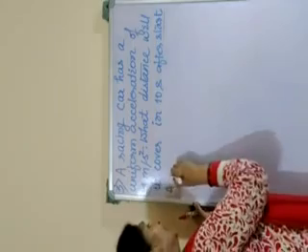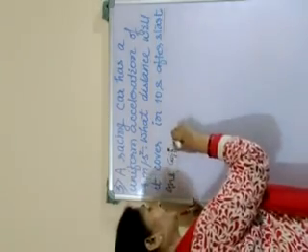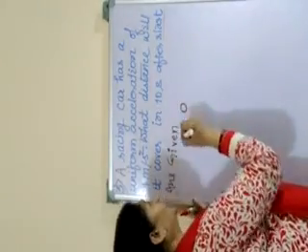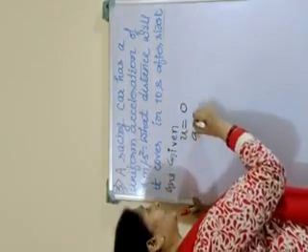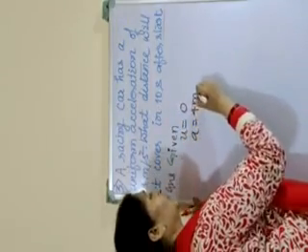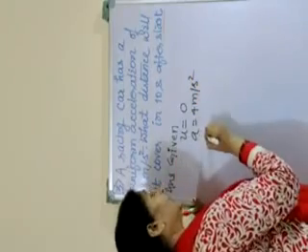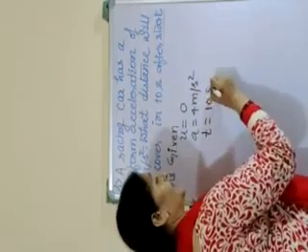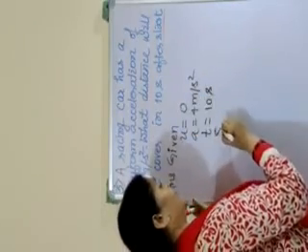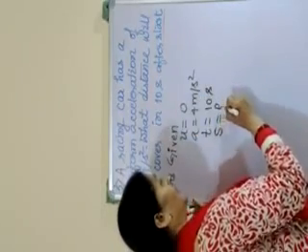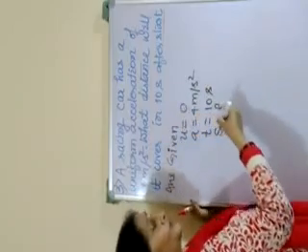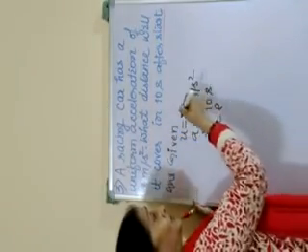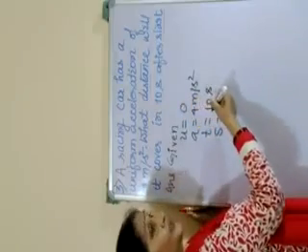Given: initial velocity is 0, acceleration is 4 meter per second square, time is 10 seconds, and distance travelled you have to find out. Again 4 variables are there, and out of 4 variables already the value of 3 you are having.